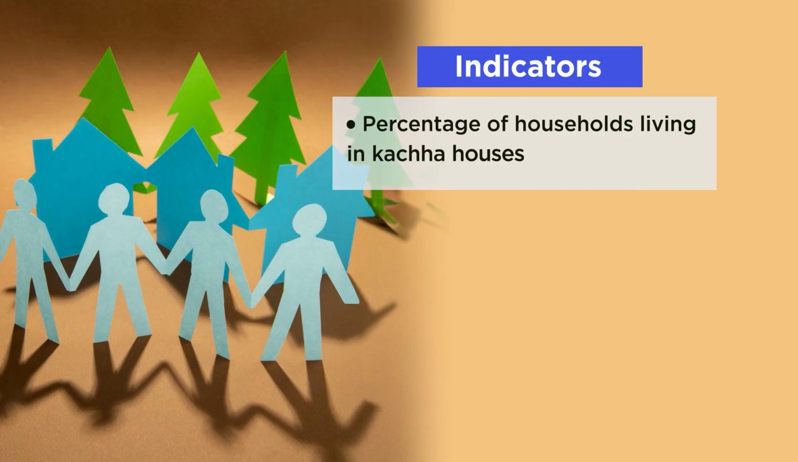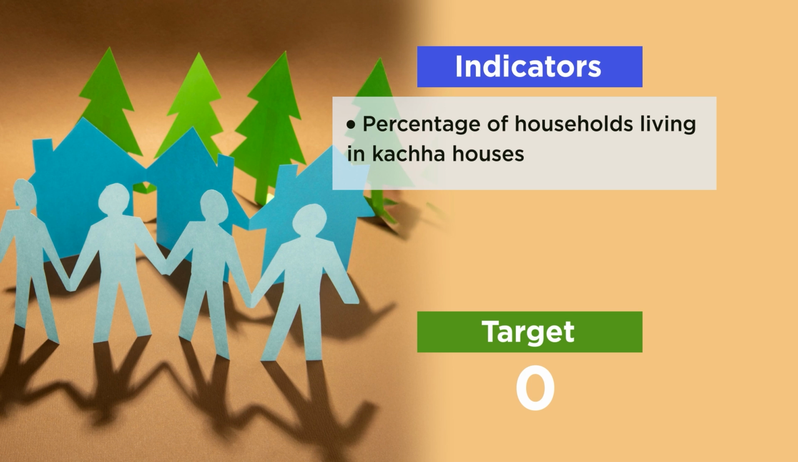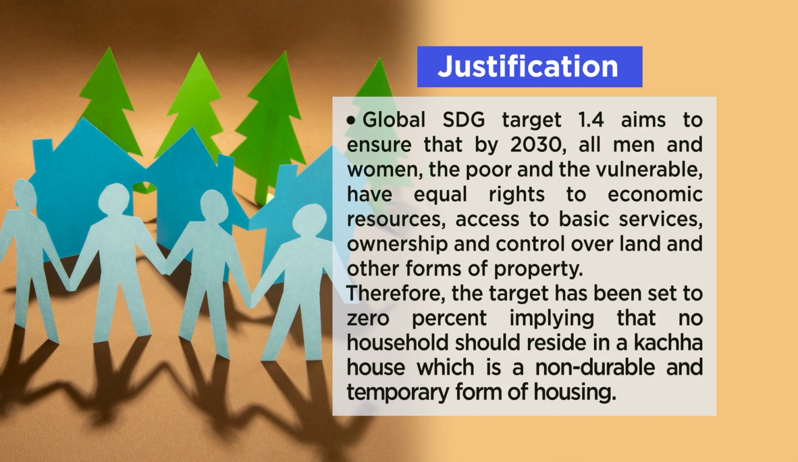The percentage of households living in Kacha houses should be 0. Everybody should be under Pucca houses. We are going well, because when we talk about Pucca houses, basic amenities will be there. That will make their own lives prosper. This is giving equal rights to economic resources, access to basic services, ownership and control over land, and other forms of prosperity.